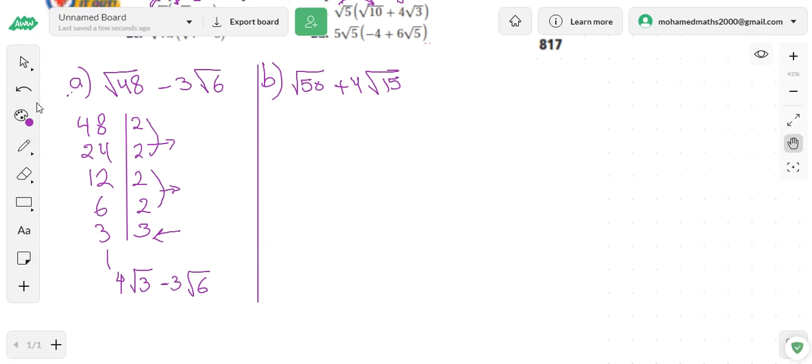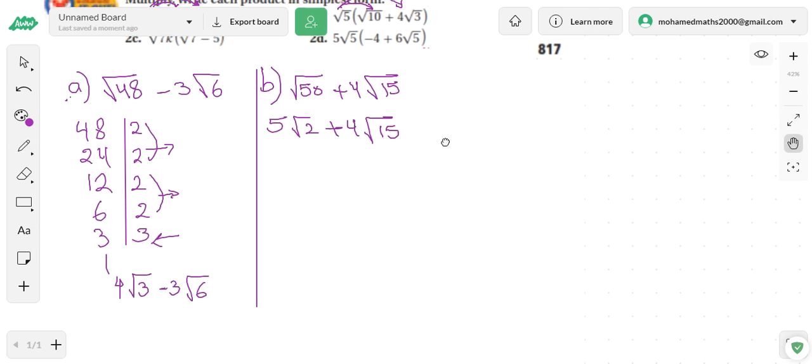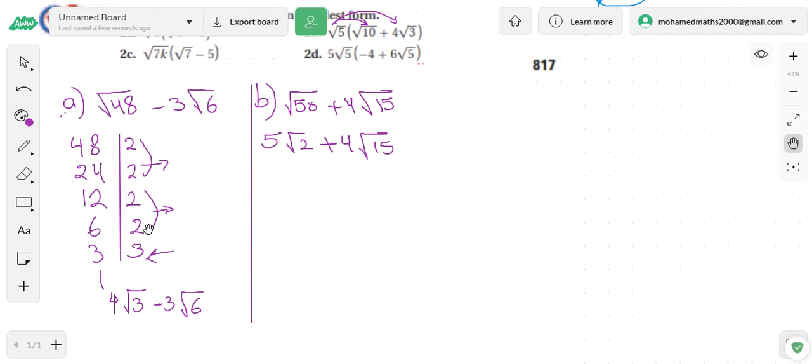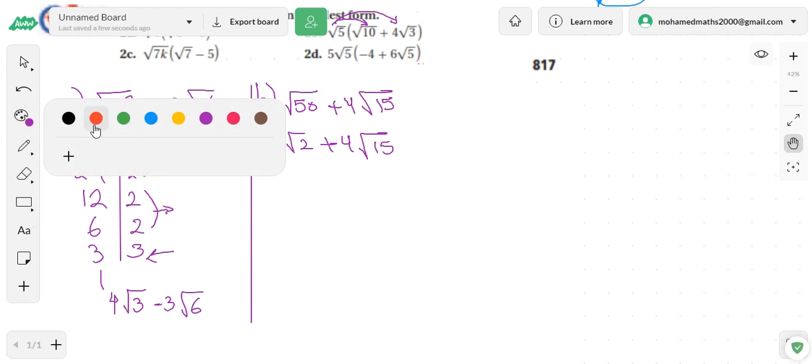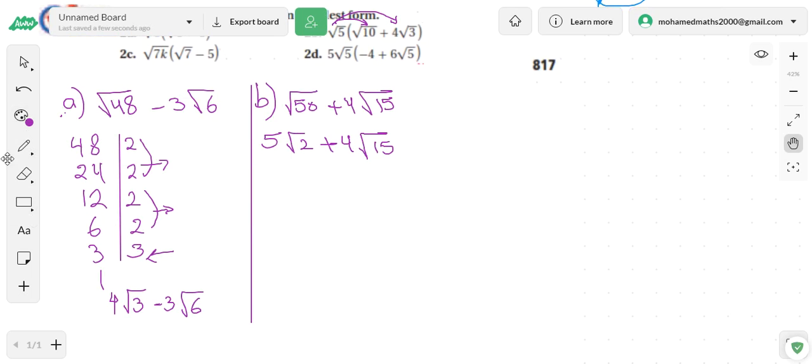So radical 50 here, it's 5 radical 2 plus 4 radical 15. This is the final answer. Clear? Now C, let me write question C again.